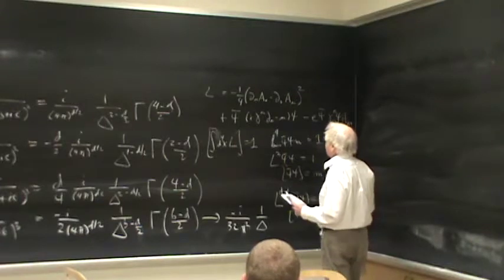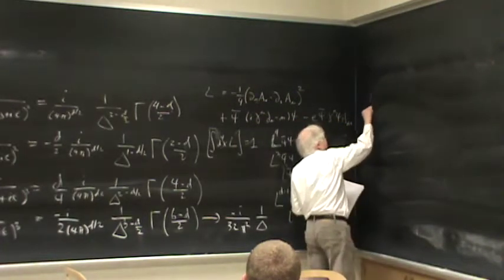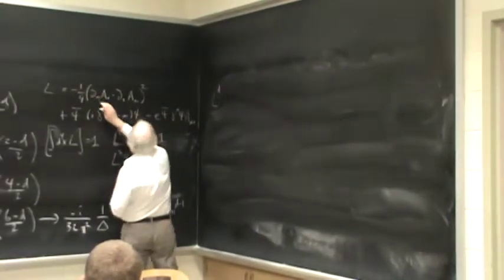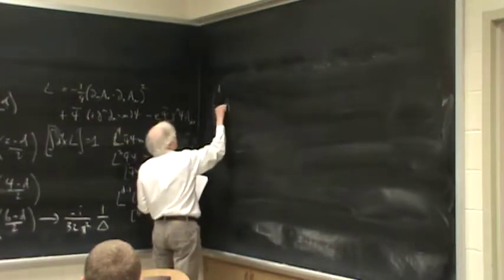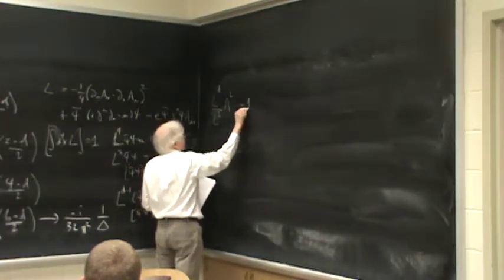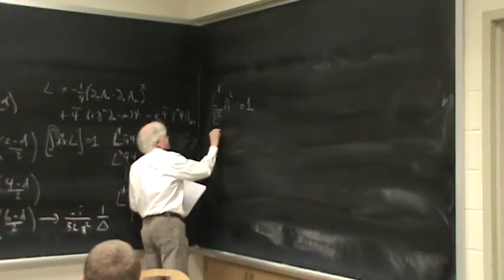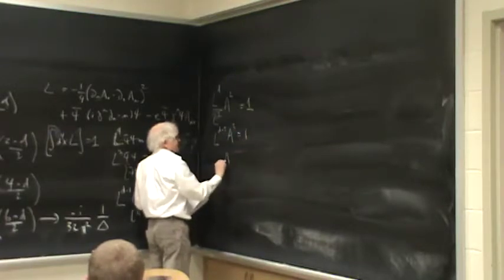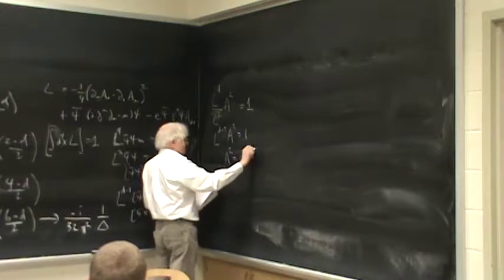Anyway, let's look at A. So A looks like this. So then we have L to the d. We have the square of a derivative, so that's L squared. And then we have A squared. So all that has to be 1. So that means L^(d−2) A² is 1. So A² has to have dimensions mass to the d − 2.